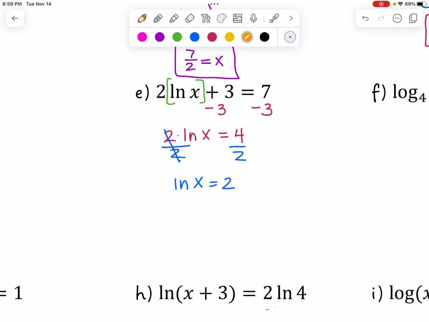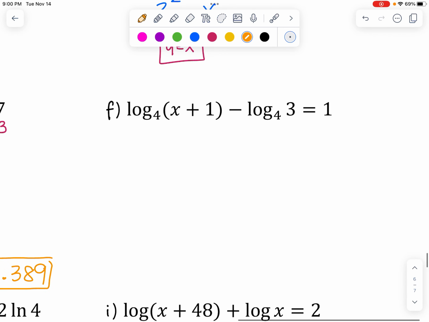And now that I have just one log, I need to switch to exponential form. Now remember, ln is a special log. It is log base e. So e is the base to the power of 2 equals x. So x is equal to e squared, which if we plug e squared into our calculator, you should have an e button, which you can square. It approximates to 7.389. That's a positive number, so when I plug it in for x, we will have a positive inside the log. That is a good answer.